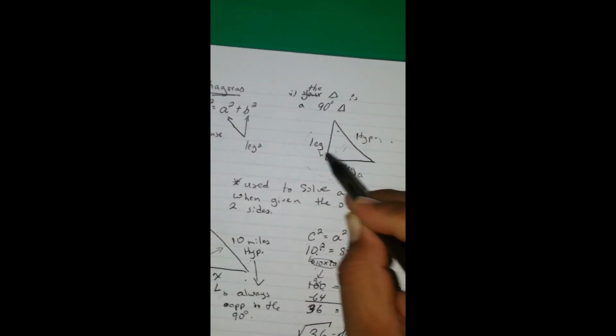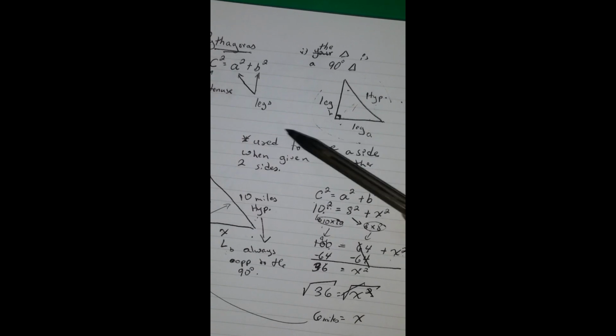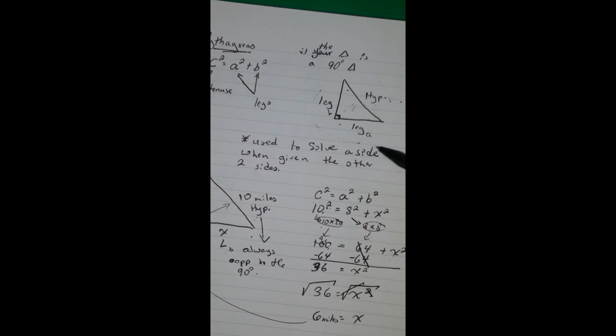After that, you identify the hypotenuse, which is always opposite to the 90 degrees. So identify where the 90 degrees is, and opposite to it is the hypotenuse. And then the other two are going to be the legs. You need a and you need b, but you don't need to worry about that. Just put a and b wherever you want, right? It is used to solve a side.